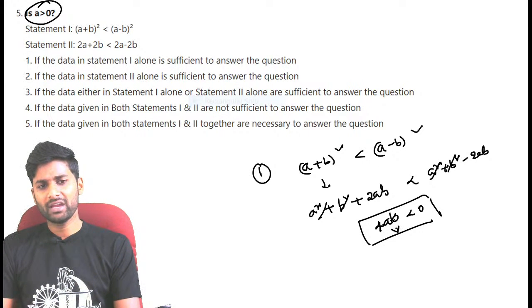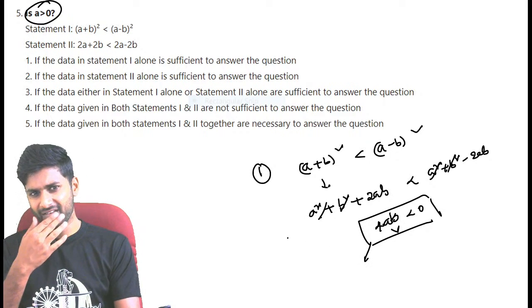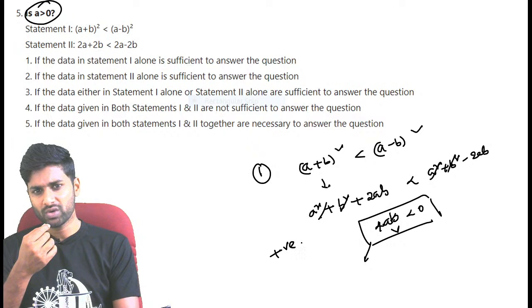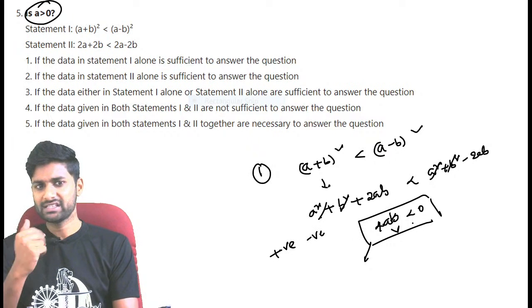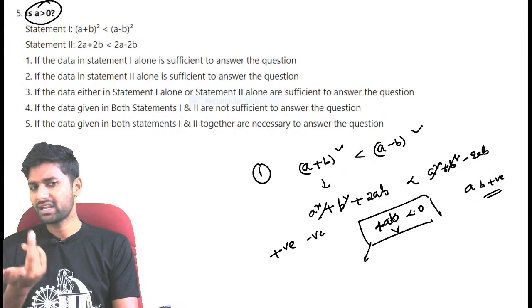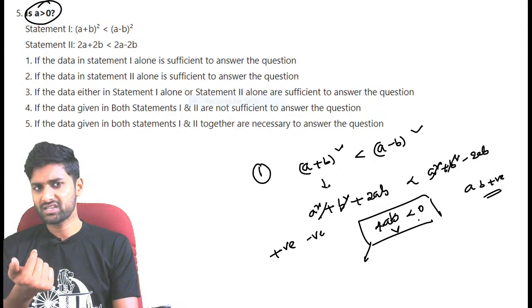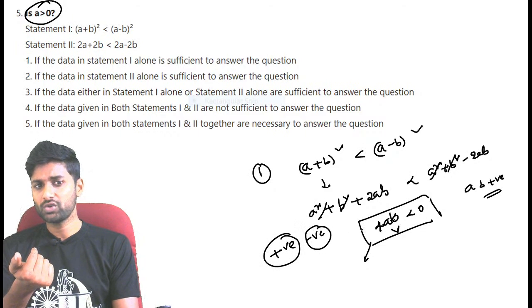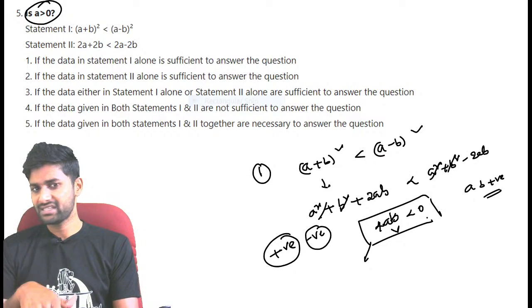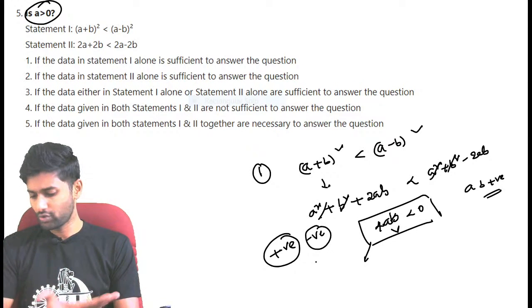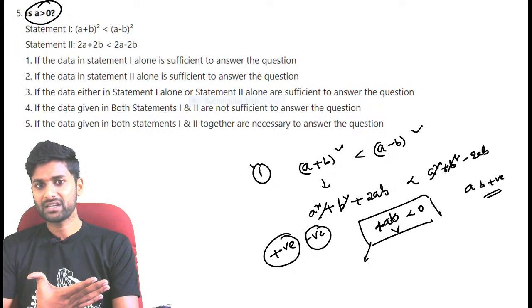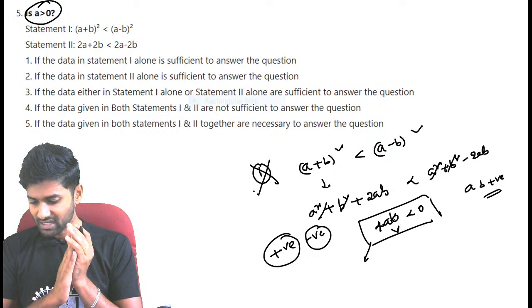Taking this alone, one of the variables is definitely positive and the other negative. Why? If both A and B were positive, the product would definitely be greater than 0, but according to the first information it is less than 0. So one variable is positive and one negative, but we don't know whether A is positive or B is positive. Still we are not confirming. That's why one is not sufficient to get the answer.